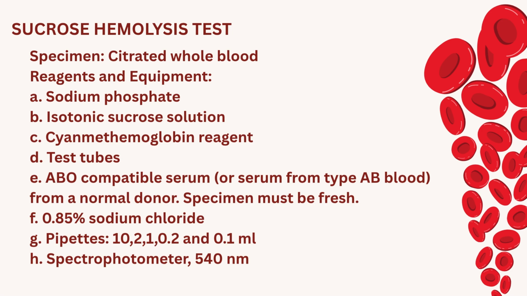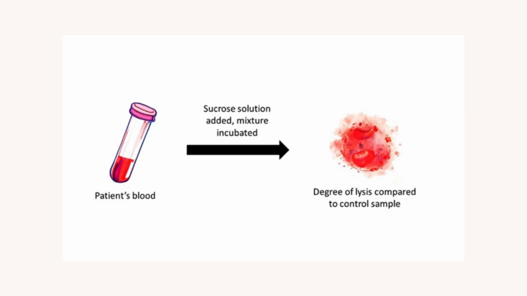So the specimen, once again, is citrated whole blood. Washed red blood cells are incubated in an isotonic sucrose solution that contains normal ABO compatible serum. Under low ionic conditions, red blood cells take up complement components from the serum. Since PNH red blood cells are again more sensitive than normal red blood cells, they undergo hemolysis in this environment, whereas normal red blood cells will remain intact. After the incubation period, the mixture is then examined for evidence of hemolysis.